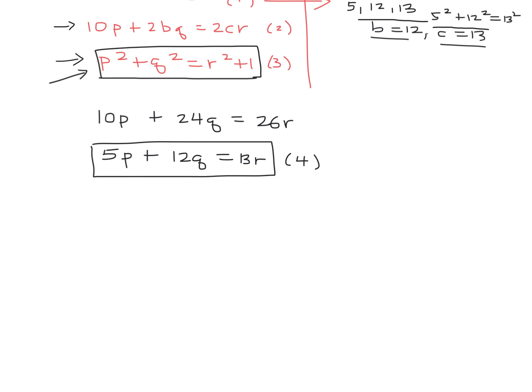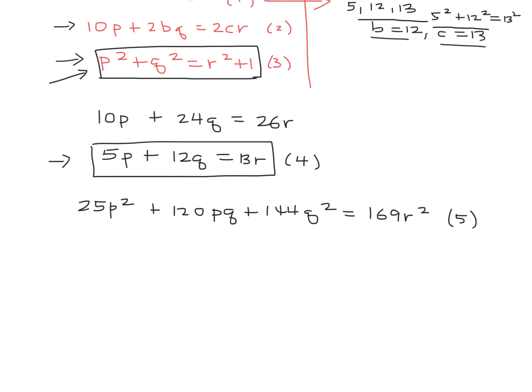I think I can make it look similar by squaring that. If I square that, I'll get 25p squared plus 120pq plus 144q squared is what, 169r squared? Yeah, and then I can call that equation 5.